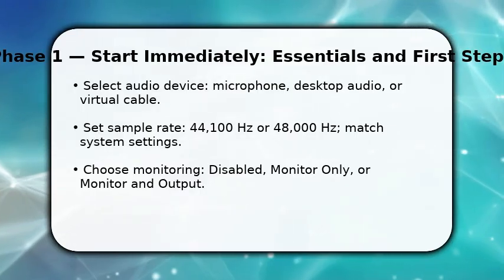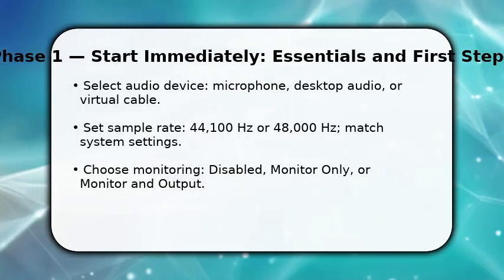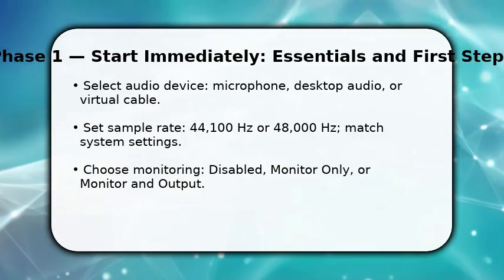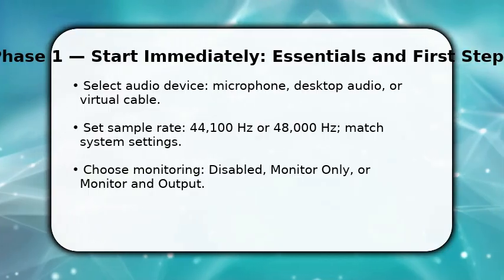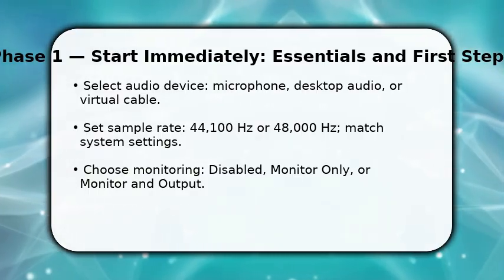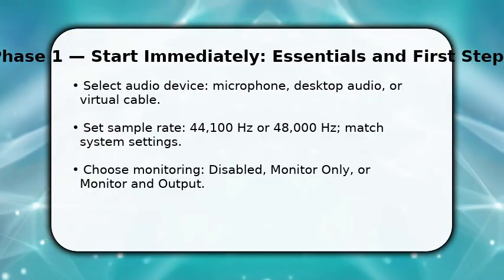Once done, add desktop audio for system sounds, or a virtual cable if you route app audio. Make sure the sample rate in Settings > Audio matches your OS. Mismatches cause clicks. Now you have sources, we'll configure levels and routing next.